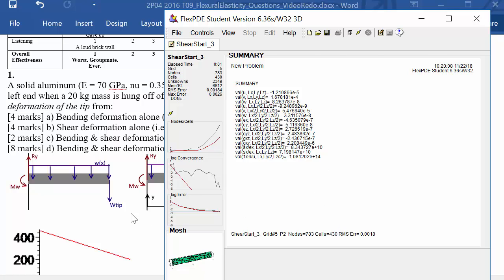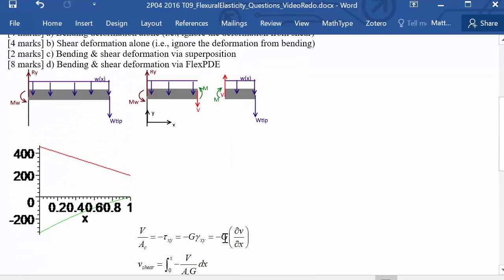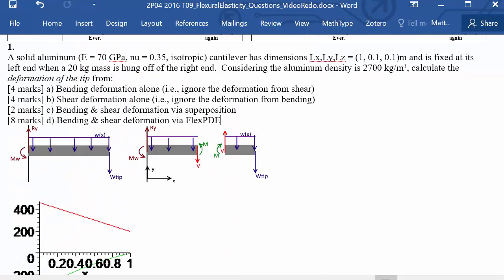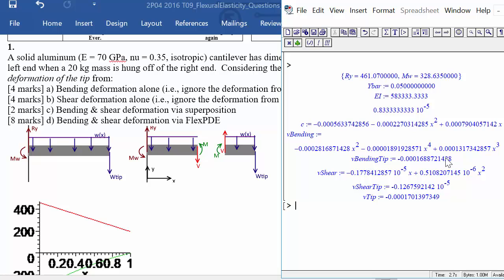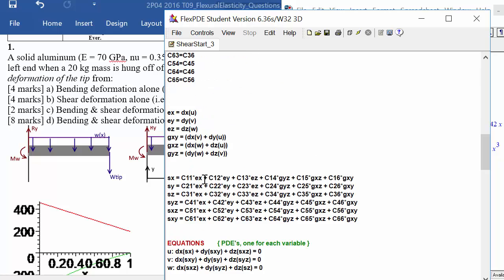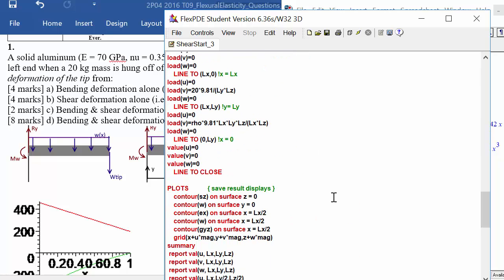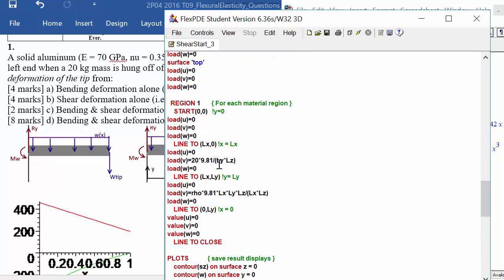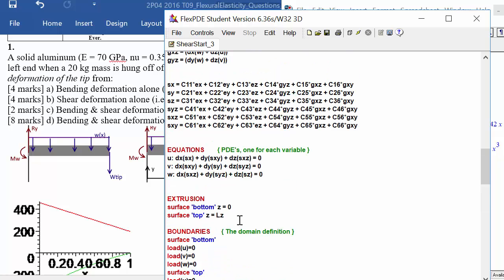Which actually is closer to the calculation of just the bending deformation than it was to the total of the two put together. So that seems like it's pretty good. Now we applied the force uniformly over the top. So rather than doing that, another thing that you could do is apply the force throughout the volume. So how would you do that?